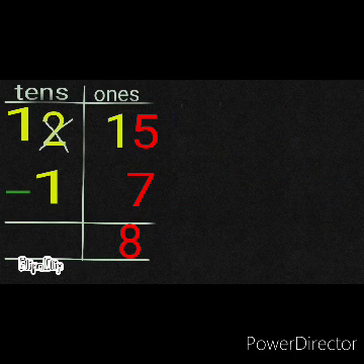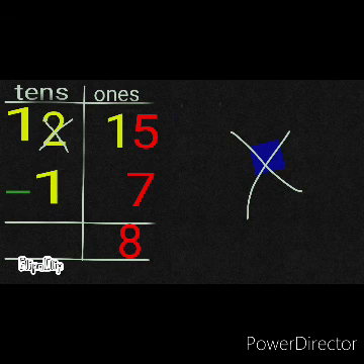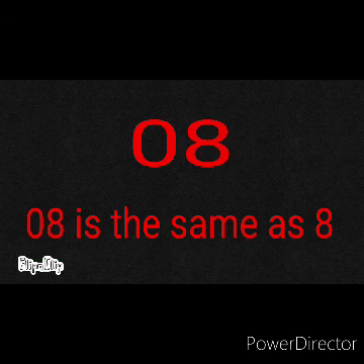And at the tens column, that's 1 minus 1. Now any number taken away from itself would equal 0. So 1 block, take away that 1 block. The answer is 0. So looking at the equation, the difference between 25 and 17 is 08. 08 is the same thing as 8.